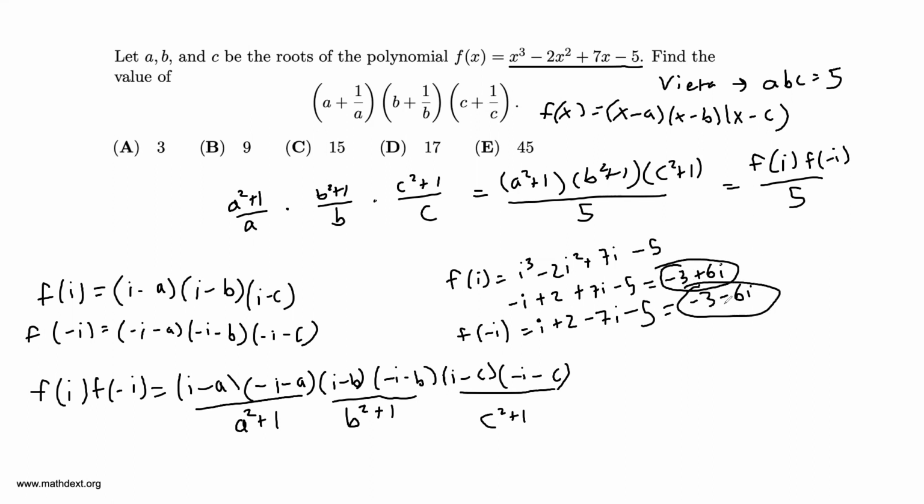So we can just multiply them together and we get a really nice difference of squares. You get 9 minus 36i squared. This is equal to 45. So f of i times f of negative i is going to be 45 over 5. And that is going to be equal to 9.